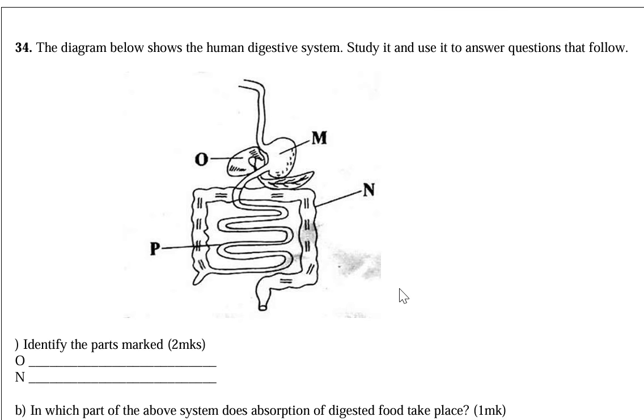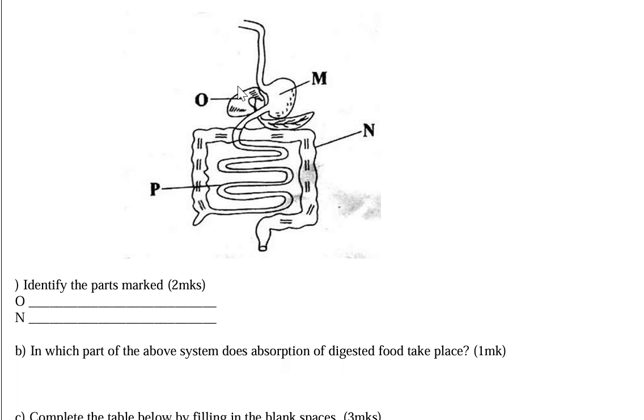Continue to question number 34, another very good question. The diagram below shows the human digestive system. Study it and use it to answer questions that follow. You can see we have letters O, M, N, P. So identify parts marked. So O, you can see O. O is called the liver. So the name of O is the liver. What about N? N is the large intestine. So N is called the large intestine.